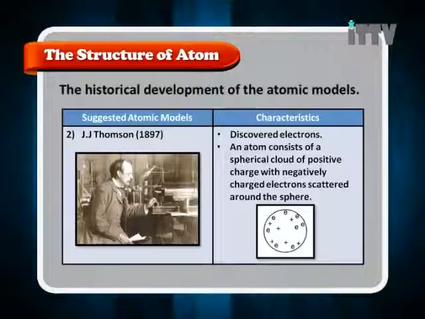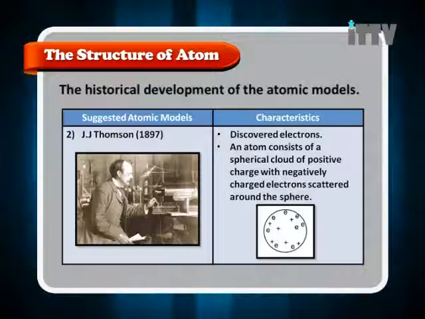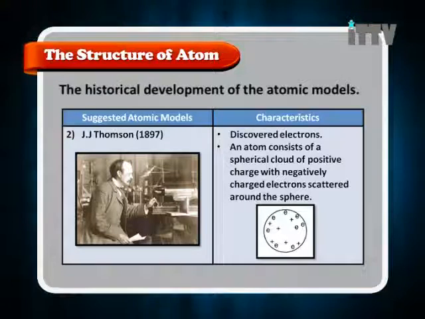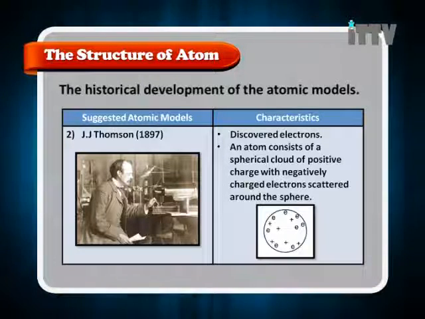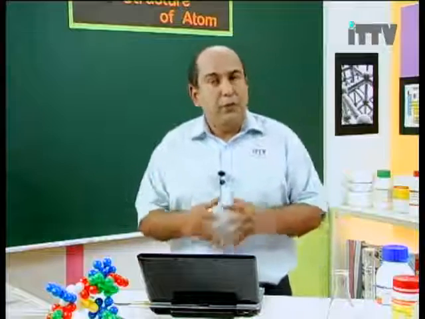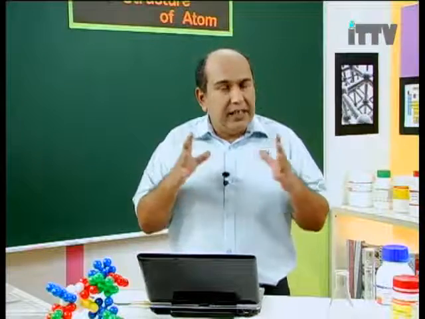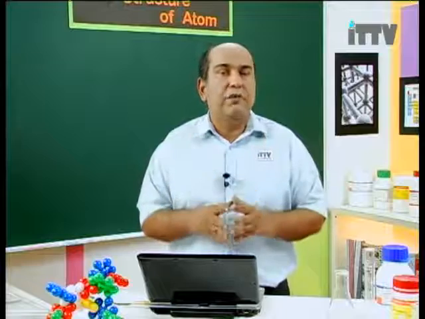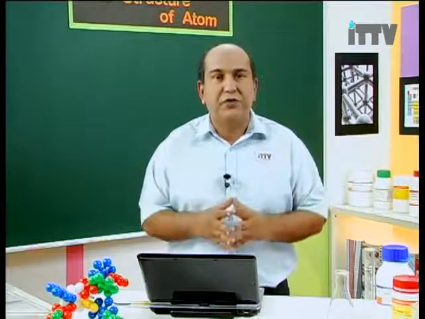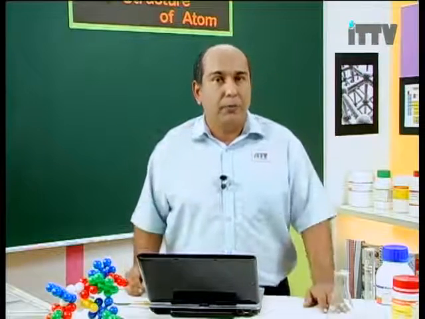J. J. Thomson, 1897. Characteristics. Discovered electrons. An atom consists of a spherical cloud of positive charge with negatively charged electrons scattered around the sphere. So we move on from Dalton to Thomson. The biggest change here was the discovery of the electron. So we are adding the electron, which contains a negative charge, to our atomic model.